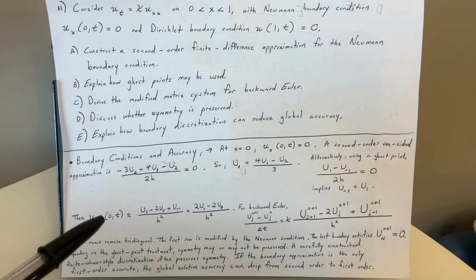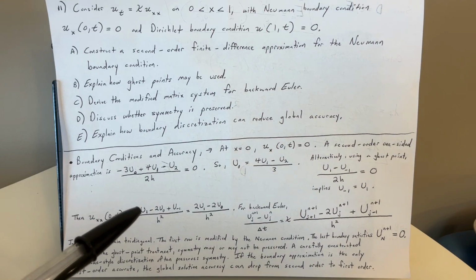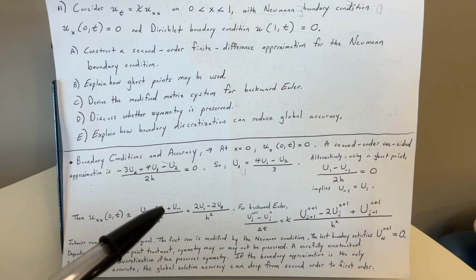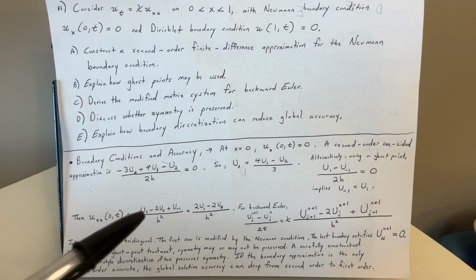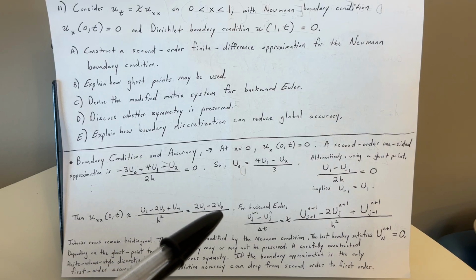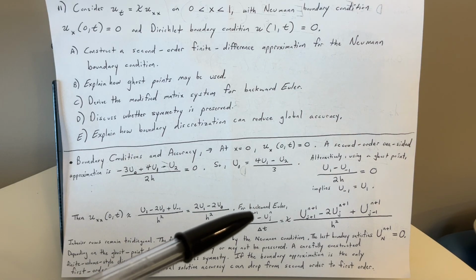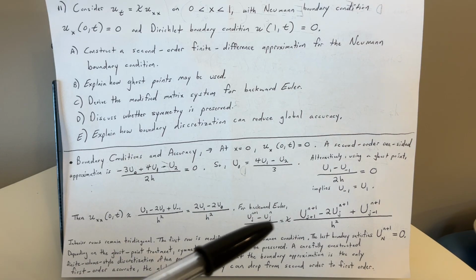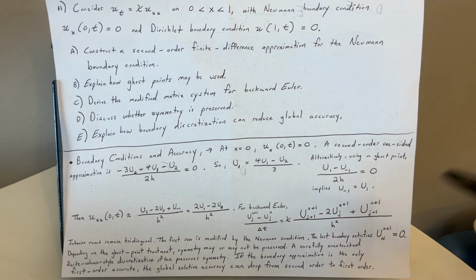Then from here, u_xx(0,t) is approximately (u_1 - 2u_0 + u_{-1})/h² = (2u_1 - 2u_0)/h². And for backward Euler, (u_j^{n+1} - u_j^n)/Δt equals κ times the quantity (u_{j+1}^{n+1} - 2u_j^{n+1} + u_{j-1}^{n+1})/h².